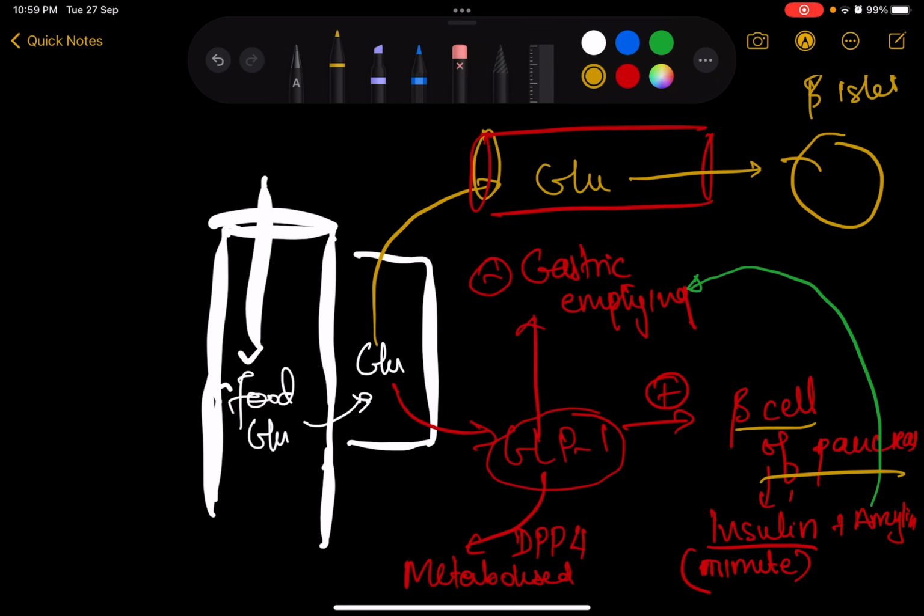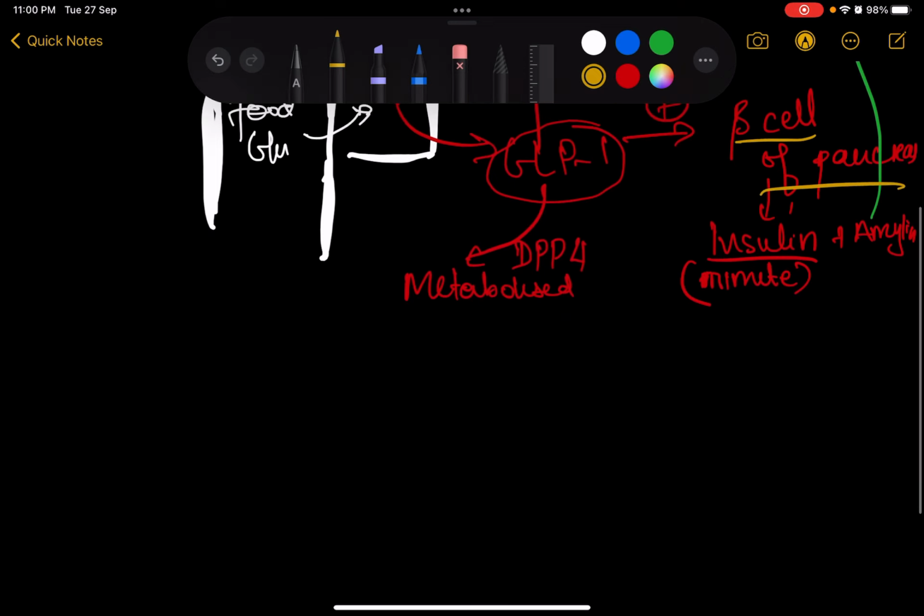So this glucose enters and it produces ATP. This ATP is going to block the potassium channels. So there is going to be release of insulin, in a good enough amount, insulin and amylin. This release is great enough to reduce the glucose level, to reduce the postprandial glucose level. Postprandial means after you've had food.